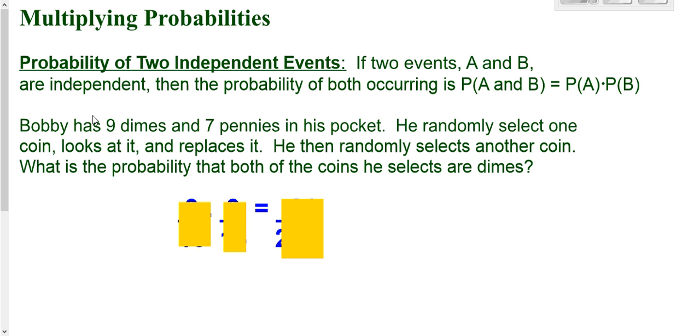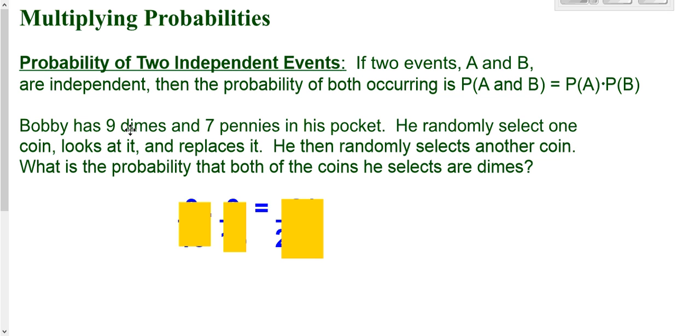So down below here we have Bobby, who has 9 dimes and 7 pennies in his pocket. He randomly selects one coin, looks at it, puts it back in his pocket, and then he randomly selects another coin. What's the probability that both coins are dimes?